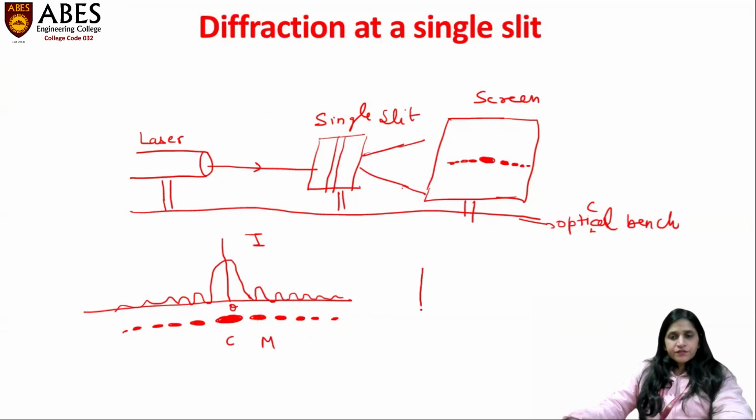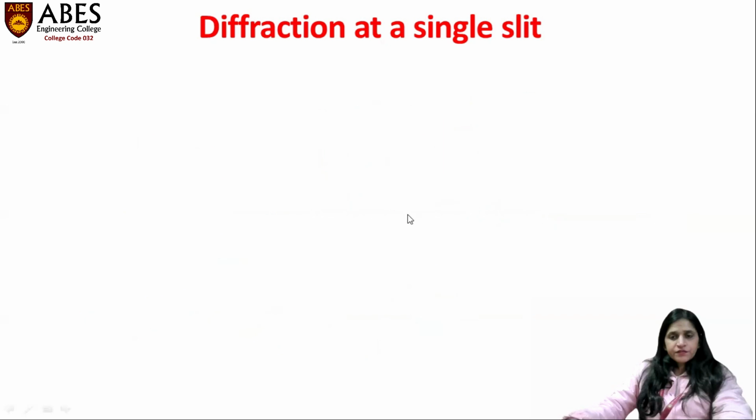So we are going to draw the screen in a vertical manner instead of horizontal. Like this, we are going to draw the screen and study the maximas. So let us continue. Okay, before we start the derivation, let us draw the diagram for studying diffraction at a single slit.